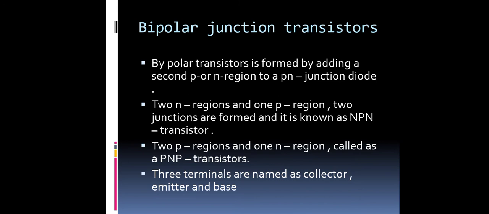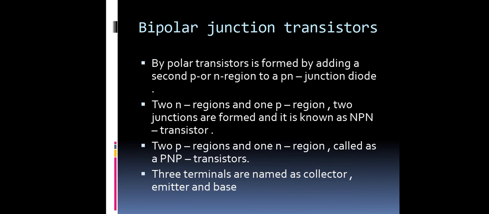Now, first we study the BJT as a power transistor, the first type: bipolar junction transistors. Bipolar means two; Bi means two. Junction means the transistor has junctions. It is a three terminal device with junctions. Now, a bipolar junction transistor is formed by adding a second p-n region to the p-n junction, that is, using two p-n junction diodes.